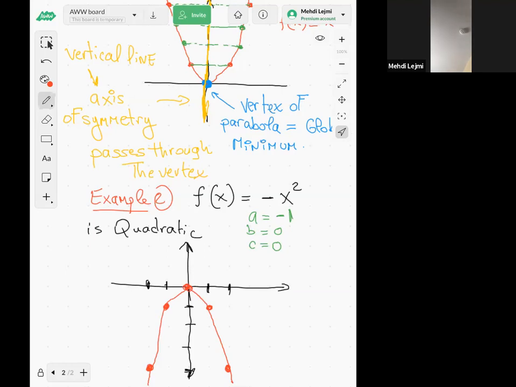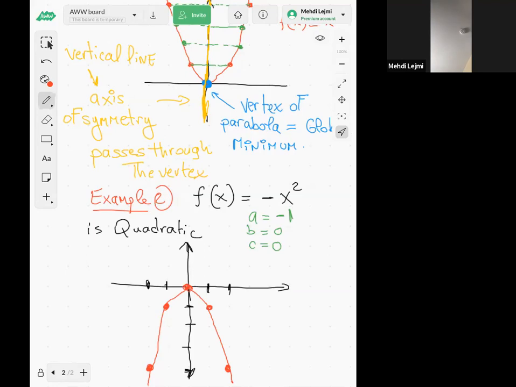Yes, absolutely, Glenn. Very good observation. So it's going to be a reflection above the x-axis of the x squared. That's minus f of x, so it's a reflection about the x-axis.